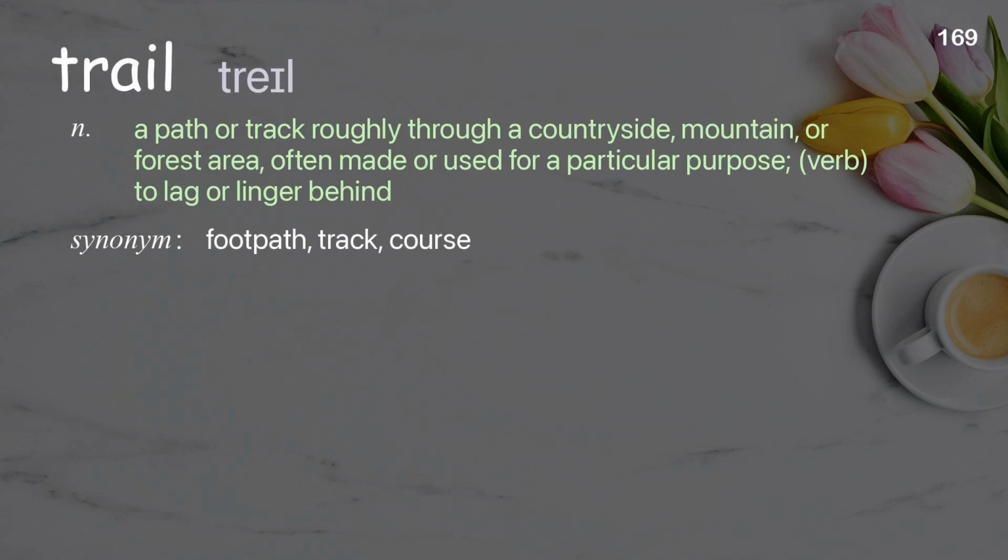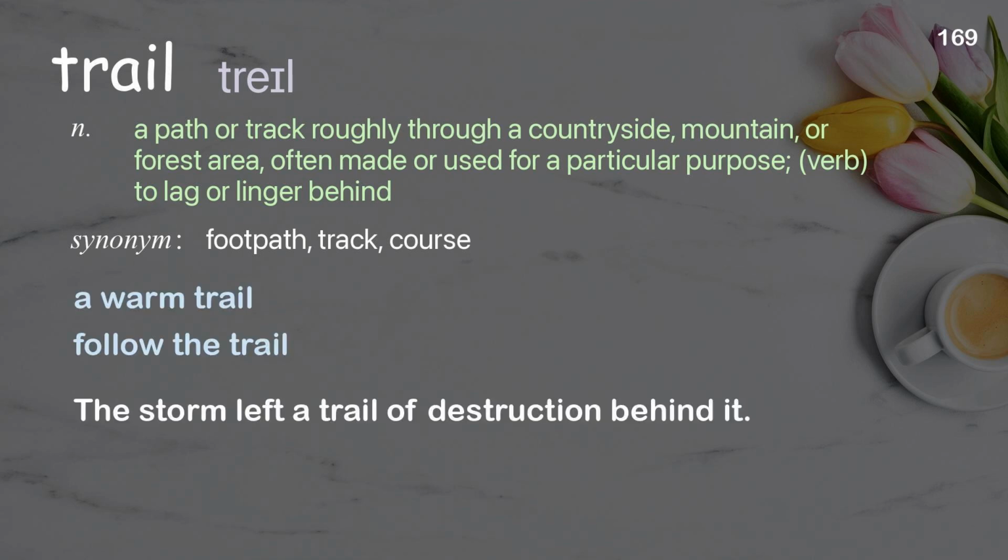Trail. A path or track roughly through a countryside, mountain, or forest area, often made or used for a particular purpose. Verb: to lag or linger behind. Examples: A warm trail. Follow the trail. The storm left a trail of destruction behind it.